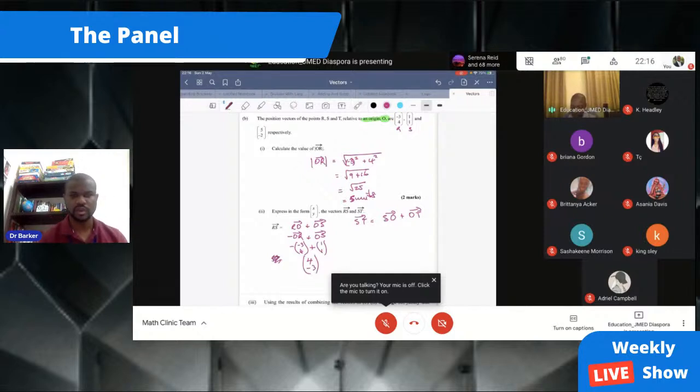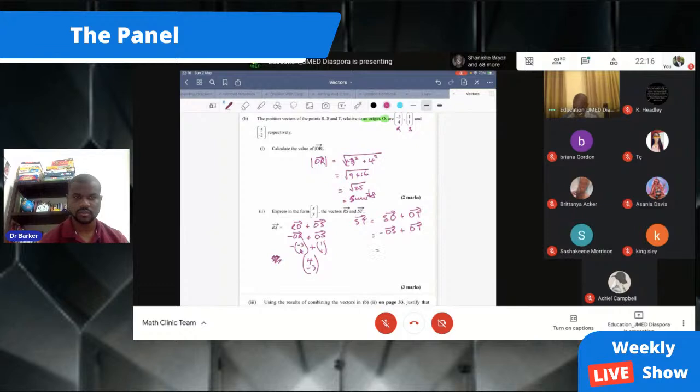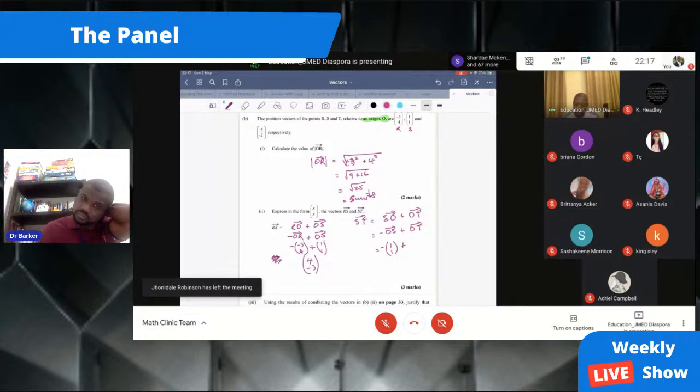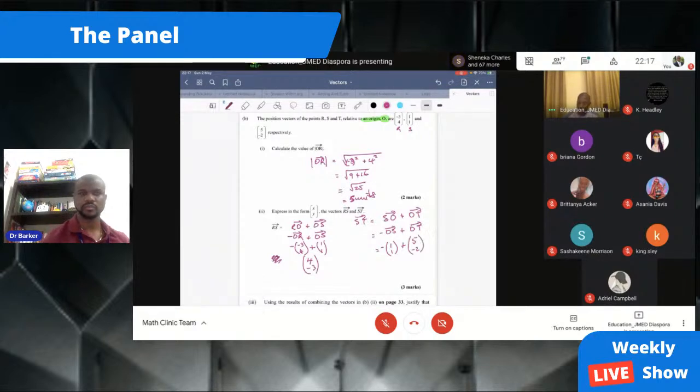So for us to find ST, ST is the negative of OS plus OT. OS is 1, 1, so we want the negative of 1, 1 plus OT. OT is 5, negative 2. So it's going to be 4, negative 3.